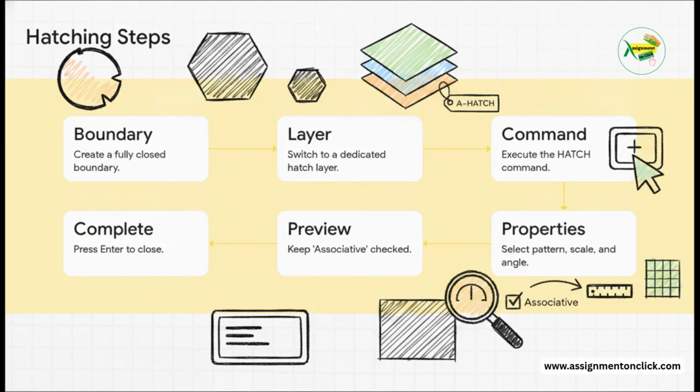Fourth, dial in your pattern, scale, and angle. Fifth, ensure that associative box is checked and look at the live preview. Does it look right? Cool. Step 6, just hit enter to lock it in.